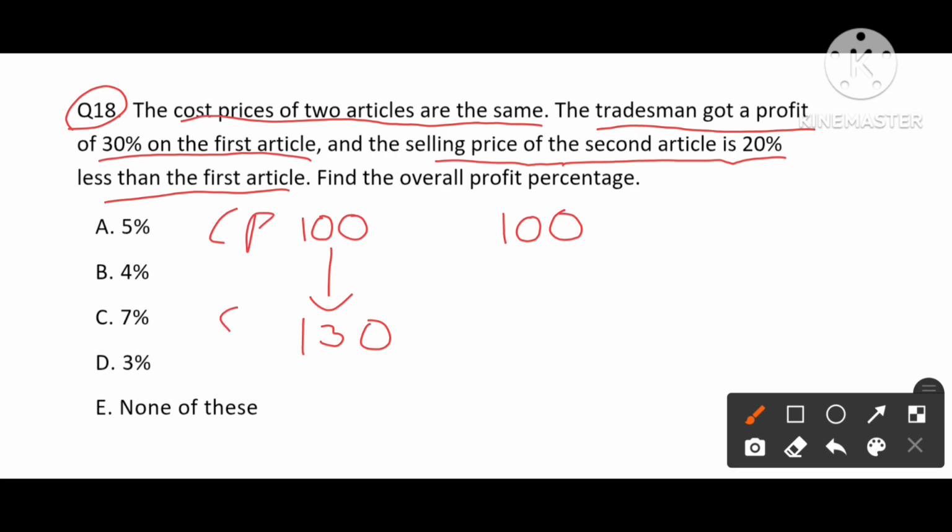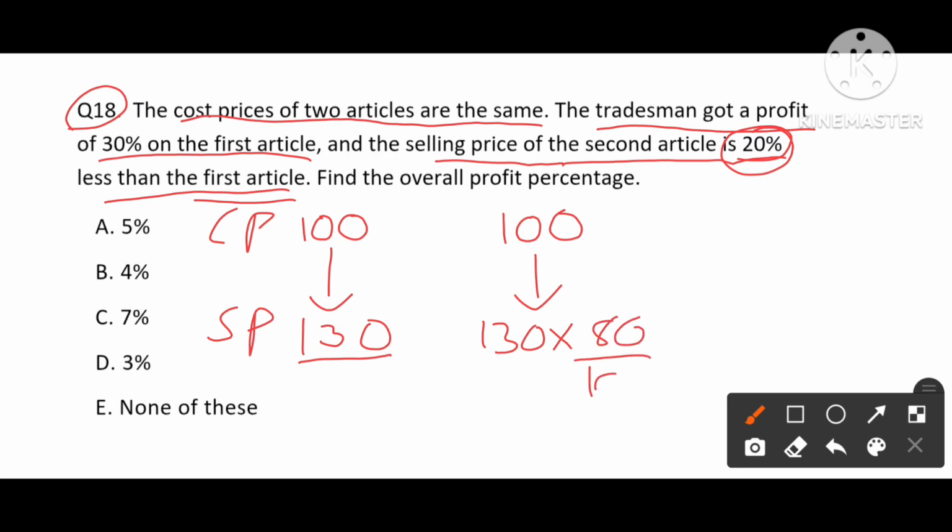These are CP and these are selling prices. And here the second is sold at 20% less than the first article. The first article is sold at 130. So 20% less than the first article means 80 divided by 100. Zeros cancel, zeros cancel. So 13 times 8, which is nothing but 104. So total cost price is 200. Total selling price is 234.